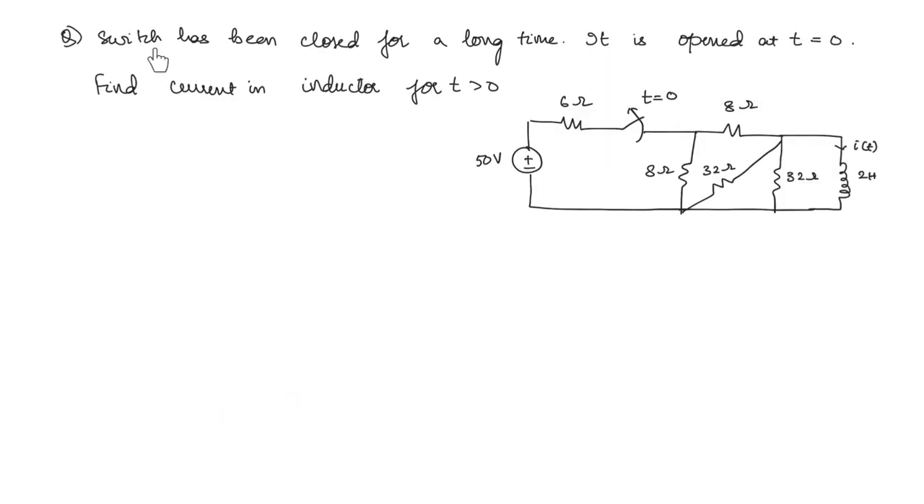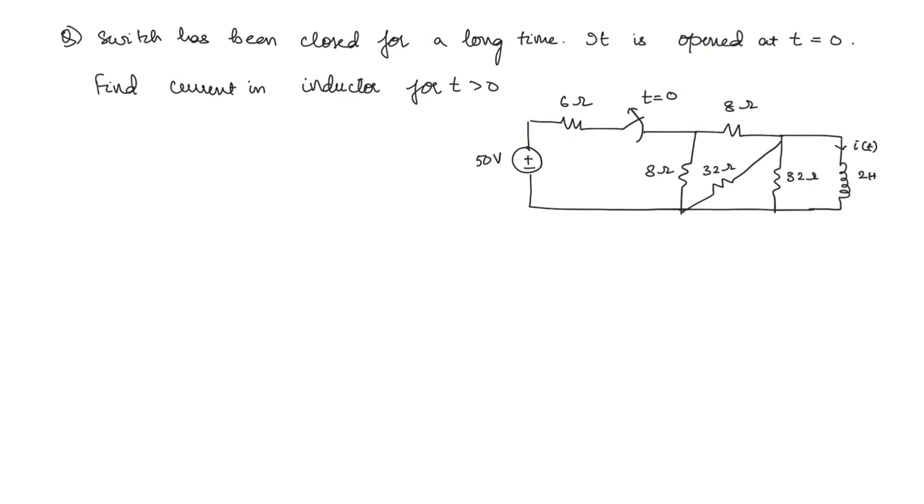Next question. Switch has been closed for a long time. It is opened at t is equal to 0. Find current in inductor for t greater than 0. So once again, pause the video and you can first solve it. Then you can see the solution, right?